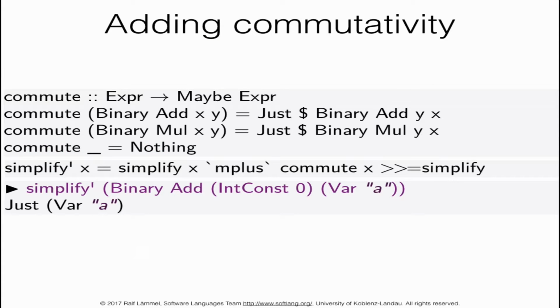And that's what we do here. So we actually also encode commutativity by another function, commute, which also goes from Expr to Maybe Expr. And then here we just try out simplify in two ways, namely once as is and once by preprocessing the term with commute, which means we can now perform more simplifications.